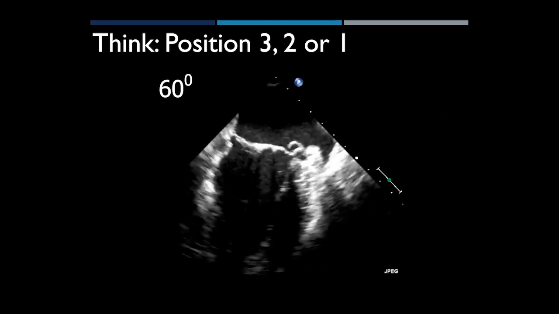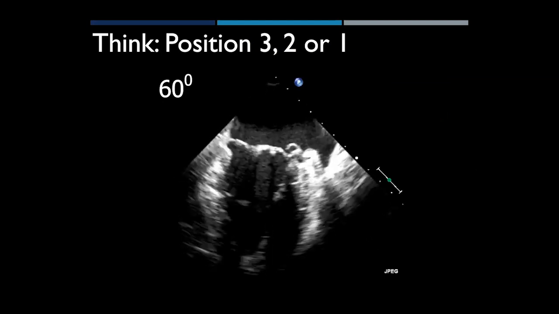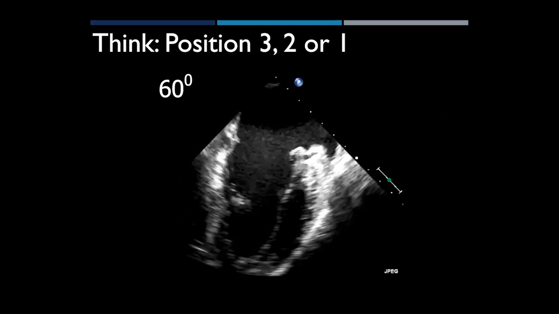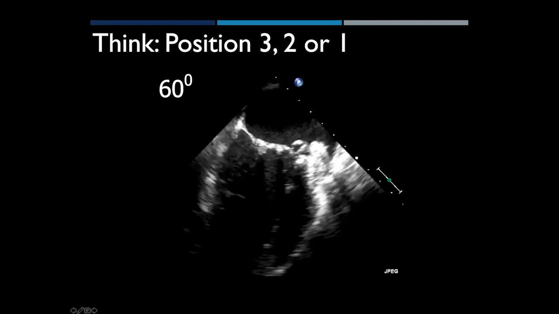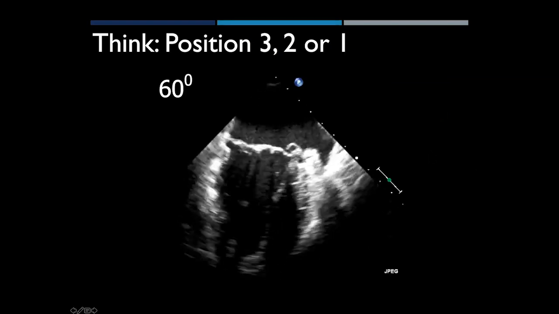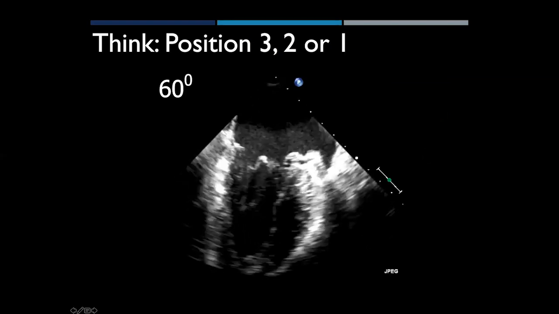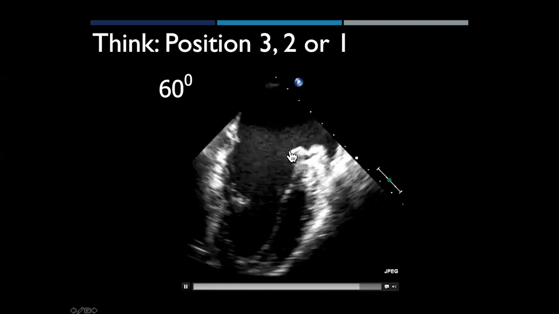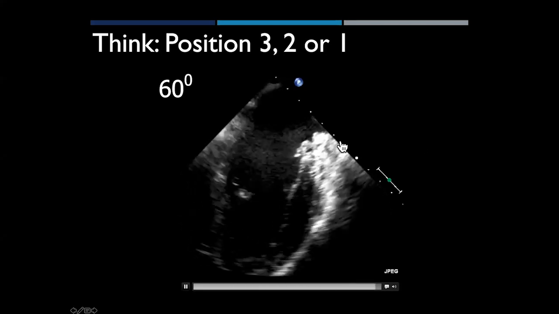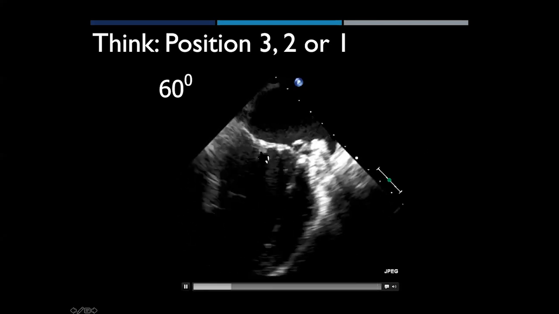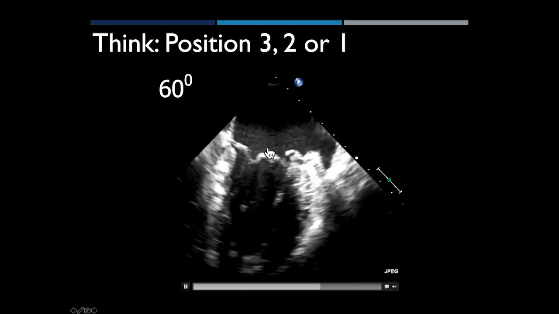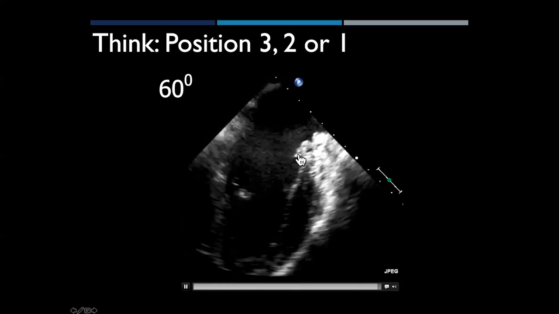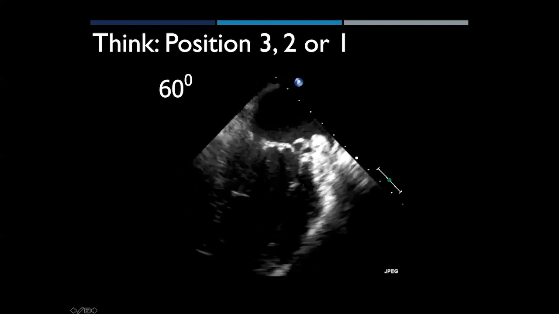Now, this is the same patient. We are now at a 60-degree commissural view. You can see the appendage here. And the question here is, is the pathology in position 3, 2, or 1? Remember that this is position 1 here, close to the appendage. This is position 2, and this is position 3. And typically, you have P1, A2, P3. So it looks like this is a P1 prolapse.